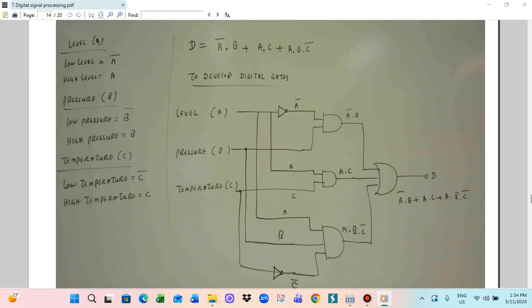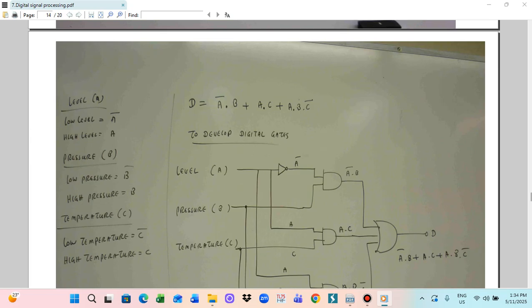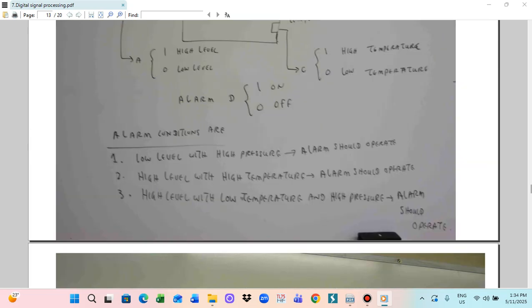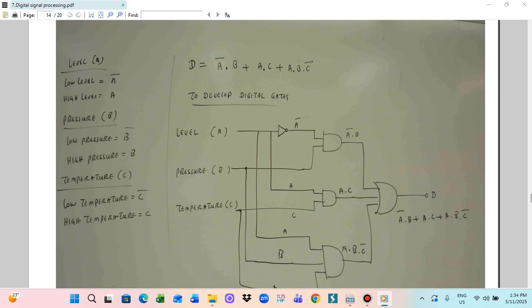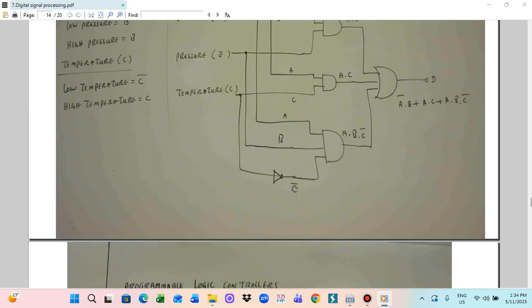For the A bar, you have to put a NOT gate, and you combine A bar with B using the AND gate. And for addition, you use the OR gate. This is how we convert this function. We can use digital gates to get the output function. We write down the function equation, and then it needs to be represented by digital gates.